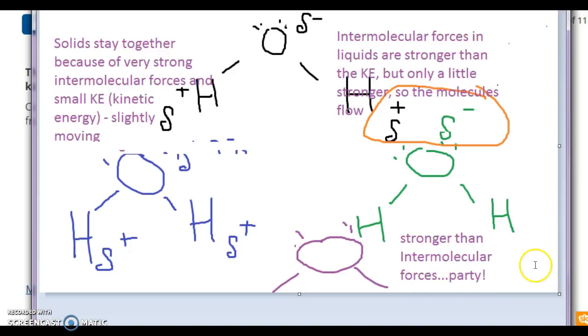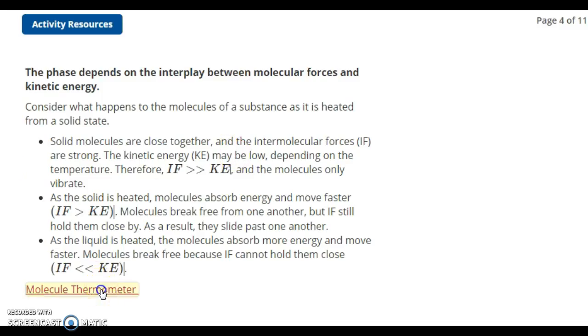All right, and I have no idea where the rest of my words went. So kinetic energy is much stronger than the intermolecular forces. They party and go crazy everywhere.